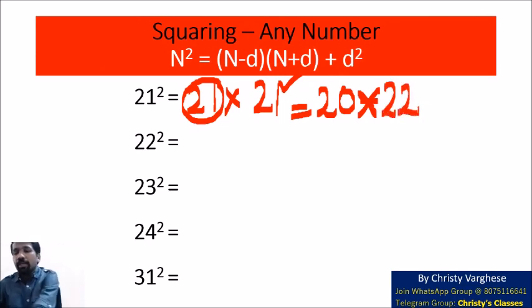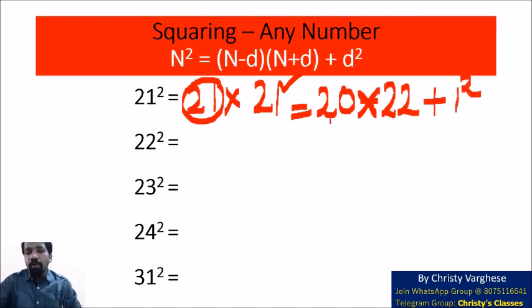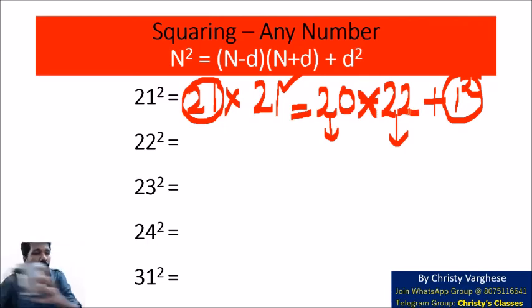Are you all understanding the 20 into 22 idea? 20 into 22 you are doing. And after that, plus whatever you added and subtracted, the square of that should be added as a compensation. 1 you subtracted here, 1 you added here. So 1 square should be added. Now you may be thinking how that will work. I will show you the proof of why this will always work.